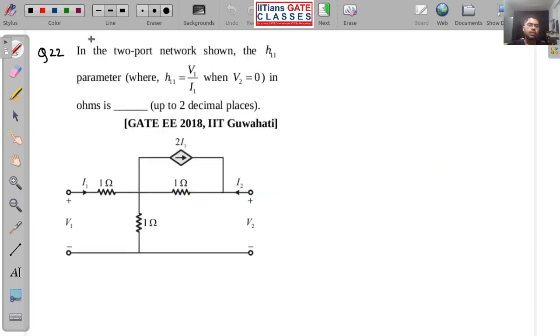Okay, so the next question they have asked is what? In the two-port network shown, the H11 parameter, in ohms, is. So H11 we know what? H11 is V1 by I1 when V2 is equal to 0. Okay. So let me put V2 equal to 0. So V2 equal to 0 means what? This will be short.